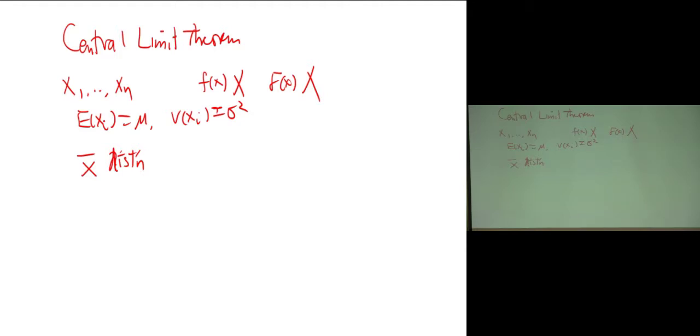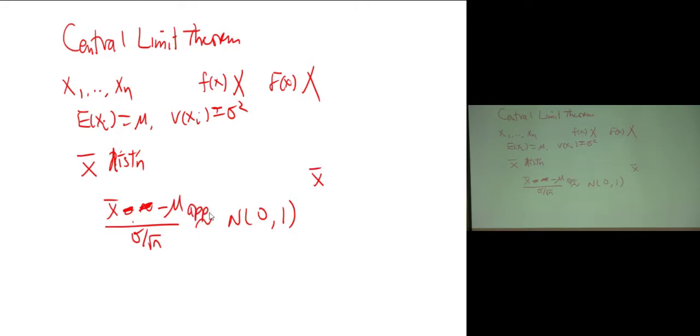It's saying that (x bar minus mu) over (sigma over root n) is approximately normal with mean 0 and variance 1. I have to say approximate, when n goes to infinity. Or x bar is approximately normal with mean mu and variance sigma square over n.